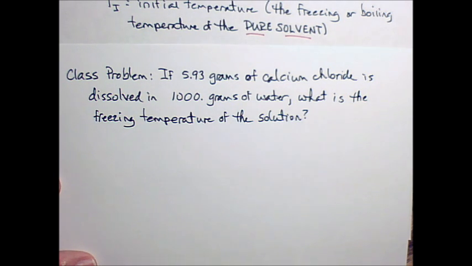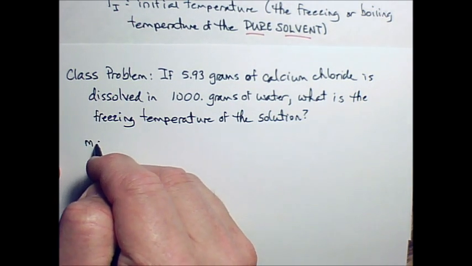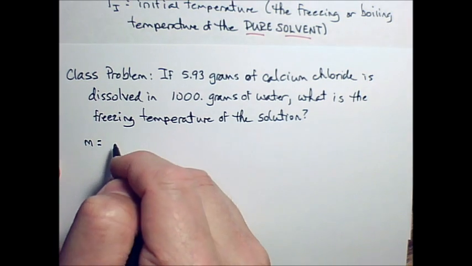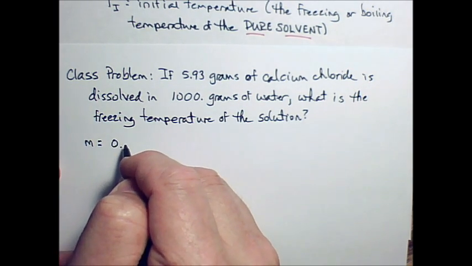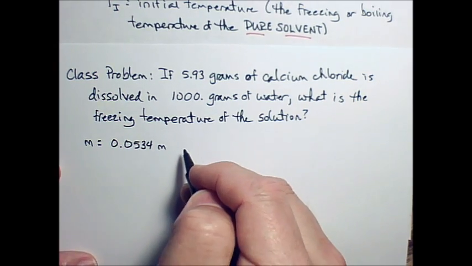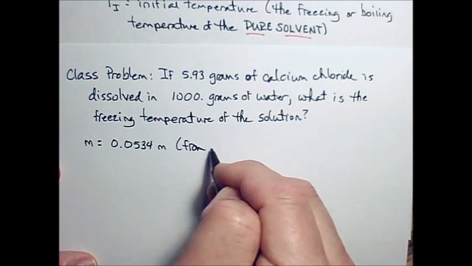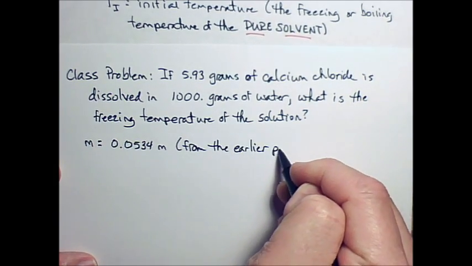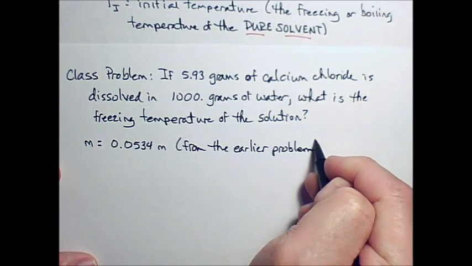Okay. Well, we already calculated the molality, and I did that for a reason. This is the one we already calculated the molality for. So we already know what M is here for this problem. M for this problem only, we already calculated to be 0.0534. And this is from the earlier problem we did.